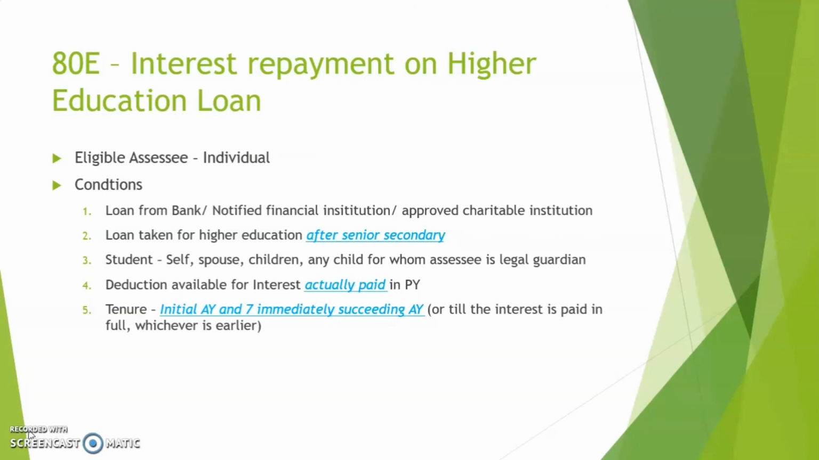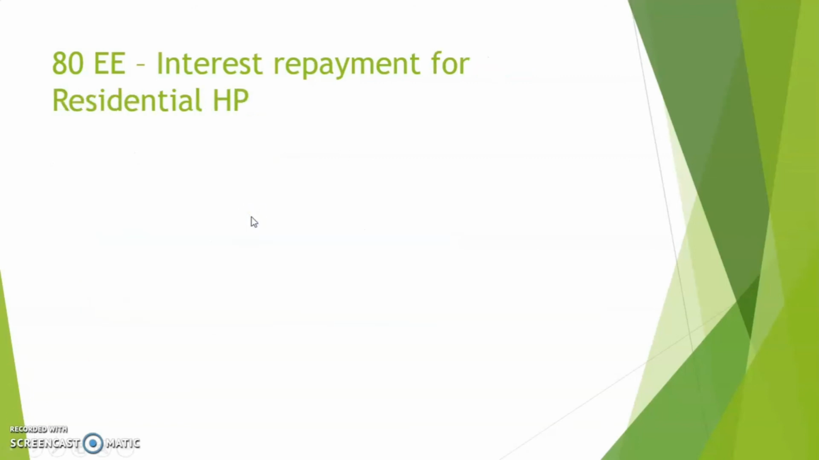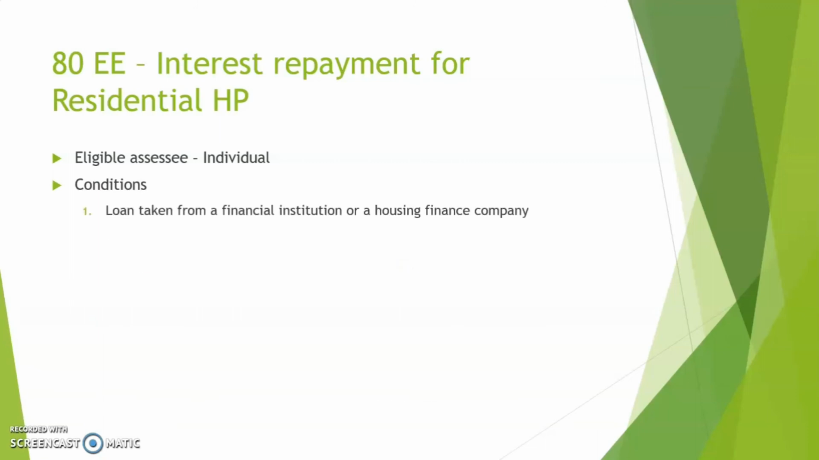Fine. That is 80E. Now moving on to the final section under part 3 of our study, and that is 80EE, interest repayment for residential house property. Before the conditions, first and foremost, the eligible assessee here is an individual regardless of the residency. Clear? Now let's check the conditions. Condition number 1: the loan has to be taken from a financial institution or a housing finance company. That's the first condition. And this loan should be taken in the previous year.